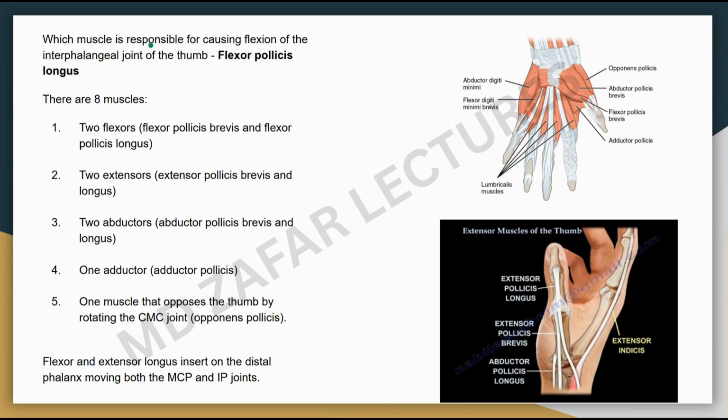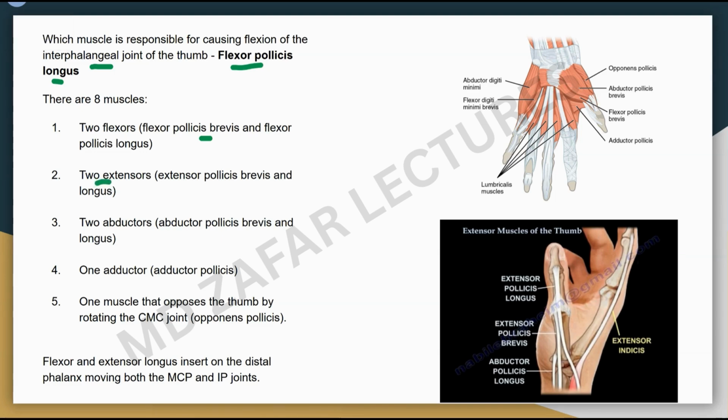So which muscle is responsible for causing flexion of the interphalangeal joint of the thumb? So the answer would be flexor pollicis longus. Now, there are certain muscles which are specifically associated with causing different movement of the thumb. We have two flexors. One is the flexor pollicis brevis and one is the flexor pollicis longus, and they are both present on the anterior aspect. One, the FPL, will be having a long origin from the forearm, whereas the flexor pollicis brevis is having origin and insertion within the hand. Similarly, we have the two extensors.